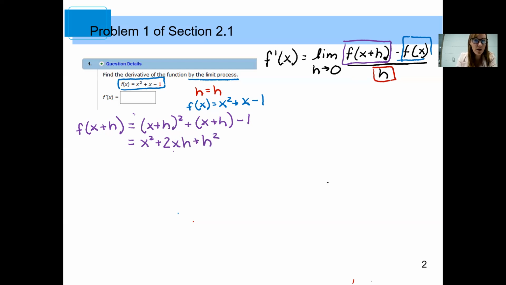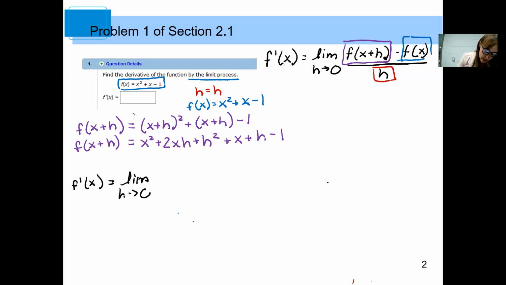If you don't have that 2xh, again, common algebra mistake, but pause it. Go back and look at FOILing. Go back and look at distributing, evaluating, squaring a binomial. Look at that in your college algebra textbook, just for reference, because you don't want to make that mistake here. From there, there's nothing else that we can simplify. So we have our f of x plus h, and we have our 3 parts. So I go ahead and we have f prime of x equals the limit as h approaches 0.